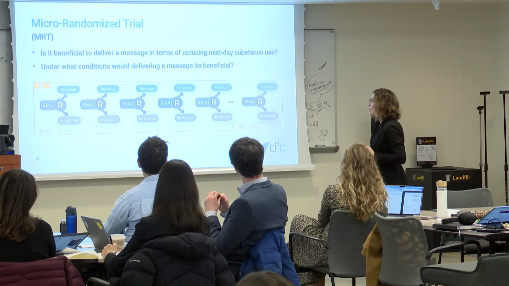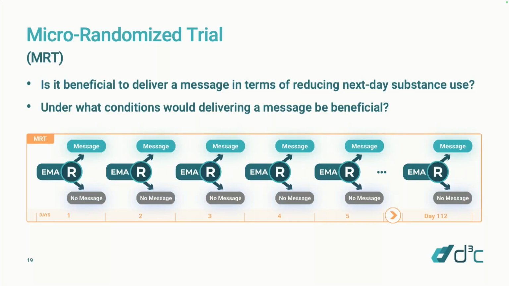For example, if I want to answer my two questions, I can conduct a study where every day I collect data about the person's state and context with EMAs and with sensors. But instead of triggering a message when risk is high, because I don't know if I should, I randomize. See? The randomizations correspond to my scientific questions. I randomize to the message versus no message, and I do this every day. And following each day, I collect data on my outcome, next day substance use, on the next day's EMA.